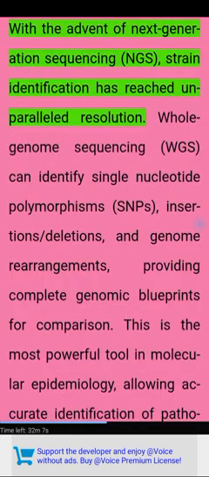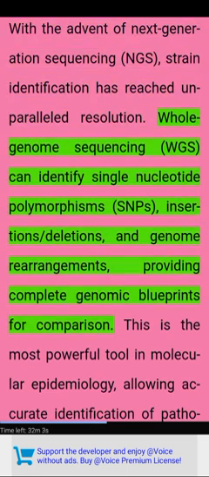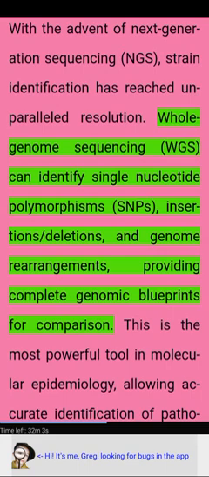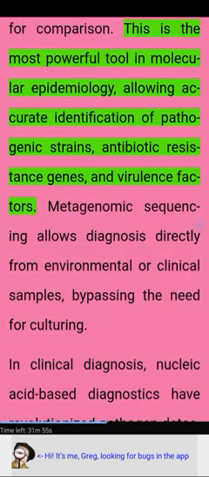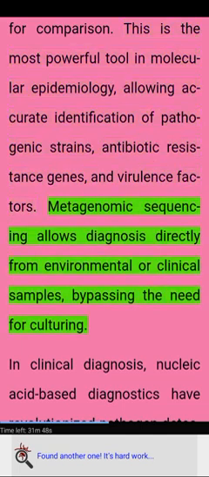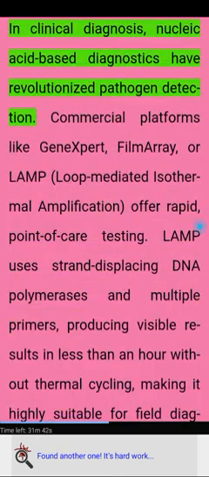With the advent of next-generation sequencing (NGS), strain identification has reached unparalleled resolution. Whole genome sequencing (WGS) can identify single nucleotide polymorphisms (SNPs), insertions, deletions, and genome rearrangements, providing complete genomic blueprints for comparison. This is the most powerful tool in molecular epidemiology, allowing accurate identification of pathogenic strains, antibiotic resistance genes, and virulence factors. Metagenomic sequencing allows diagnosis directly from environmental or clinical samples, bypassing the need for culturing.